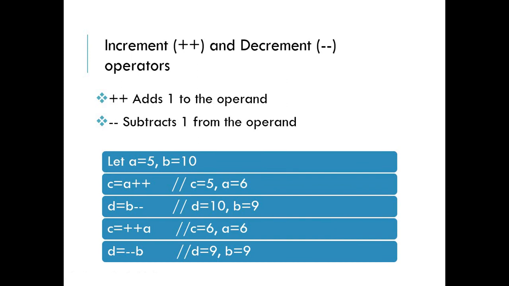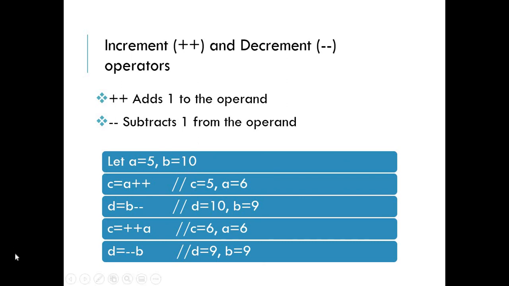So this is called post increment and post decrement. In a similar way, we have pre-increment and pre-decrement. C is equal to plus plus A. After this expression, the value of C will be 6 and the value of A will also be 6. That is, first the value of A will be incremented and then it is assigned to the variable C.